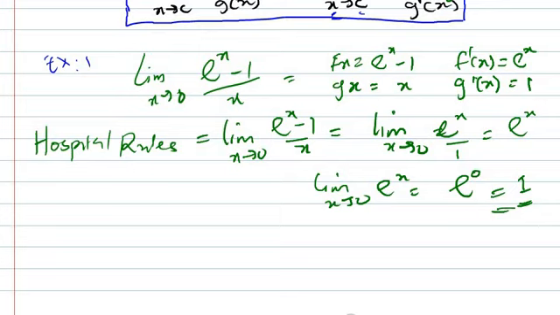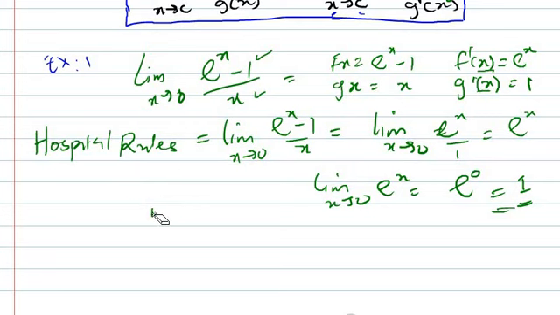If you like, no need to write all of this. You can just take the function and differentiate the numerator and the denominator. The derivative of the numerator is e to the x, the derivative of the other term is 0, all over the derivative of x, which is 1. So e to the x over 1 is just e to the x. If you substitute, it becomes e to the 0, and e to the 0 is equal to 1. If you like, you don't need to put all of this, but I just showed you the steps.